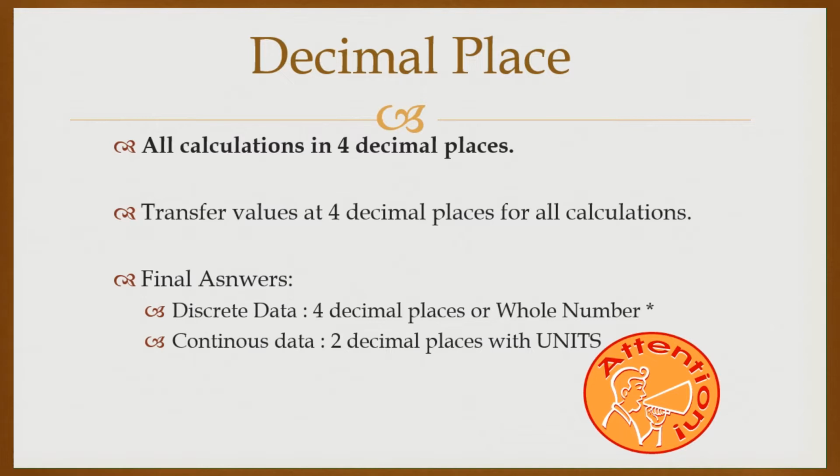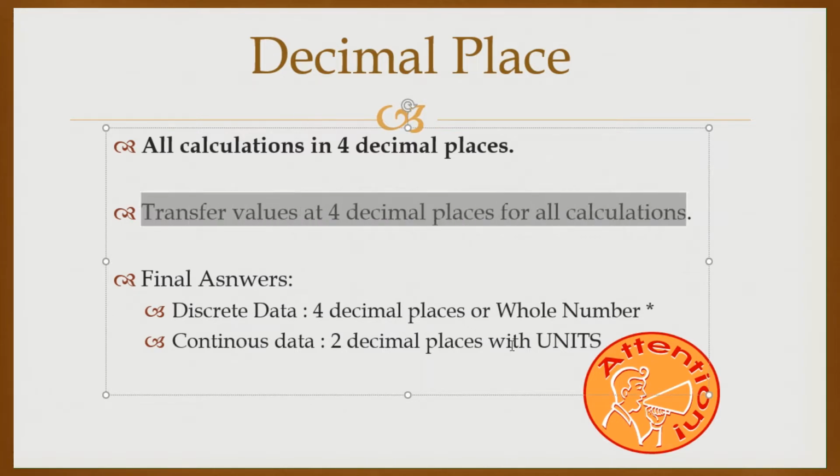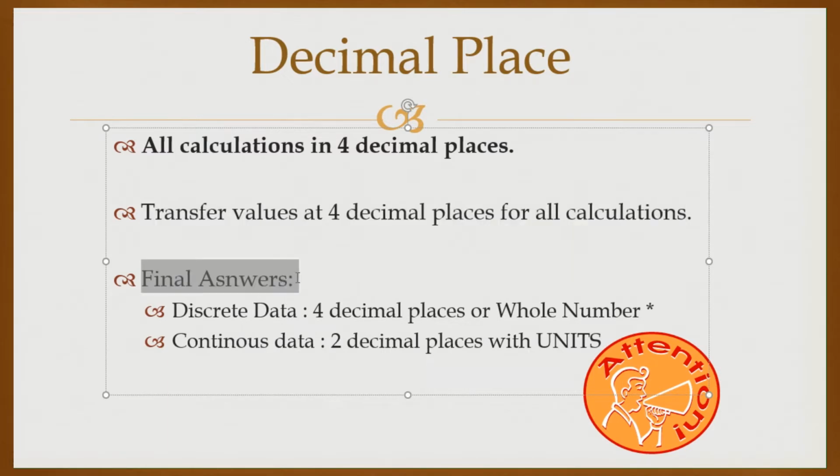Same rules apply from chapter 2 for all calculation decimal places. This is very important. If you are transferring a value from one calculation to another, like when you calculate standard deviation, you're going to use the mean value inside there. It must be transferred in 4 decimal places. All your final answers will follow the same as chapter 2. Discrete data, 4 decimal places. If they tell you a story, then it's a whole number. Continuous data, 2 decimal places with units.